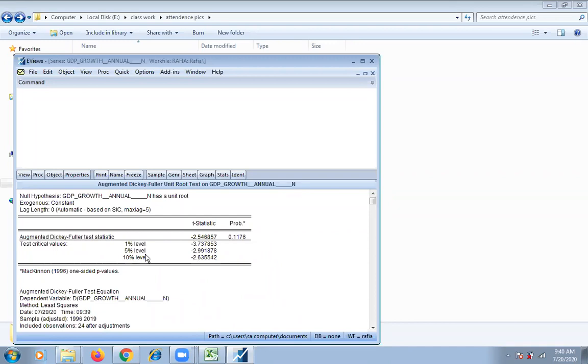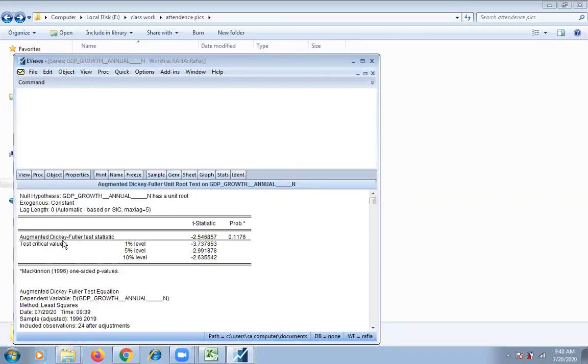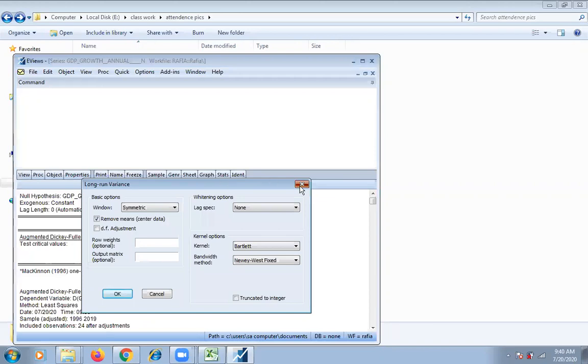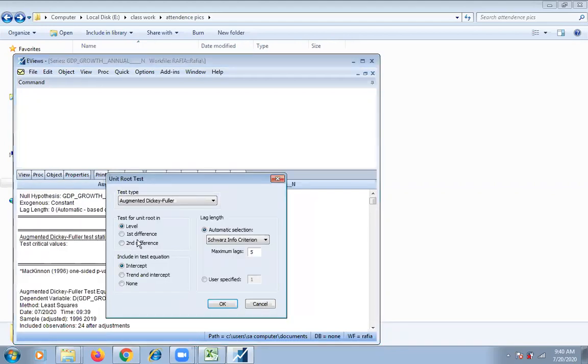Second, the probability value is greater than even 10%. What is 10%? 0.10. This one is greater than 0.10, so we accept H naught: GDP growth has a unit root problem. Now again, go to view, unit root test, first difference. Everything is clear.